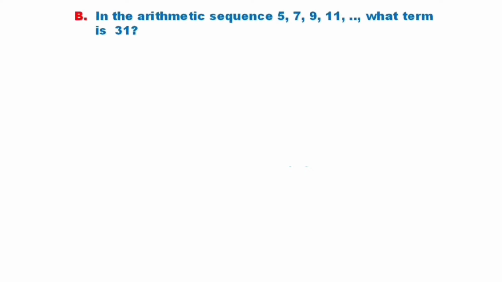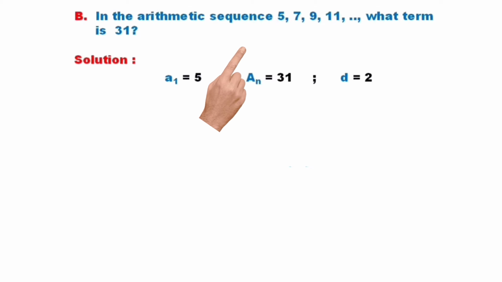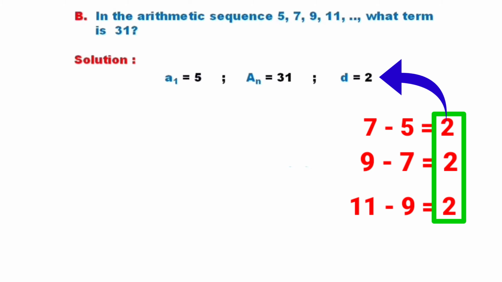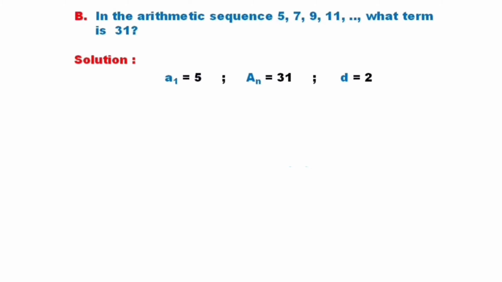Example letter B. In the arithmetic sequence 5, 7, 9, 11, what is 31? So, here is the solution. a sub 1 equal to 5. a sub n, or the last term, is 31. And d, or the common difference, is 2. We are going to solve for the number of terms, or n.